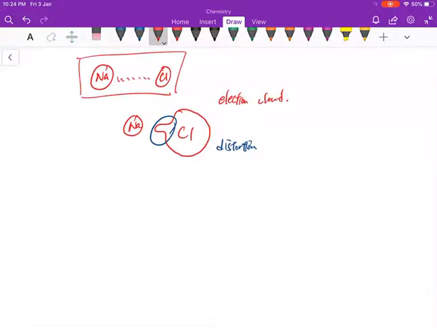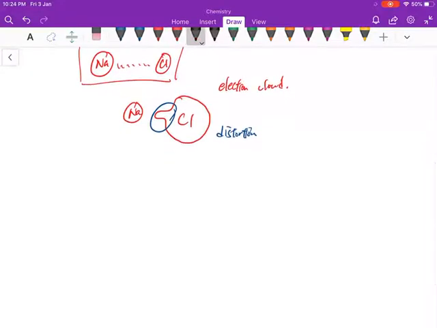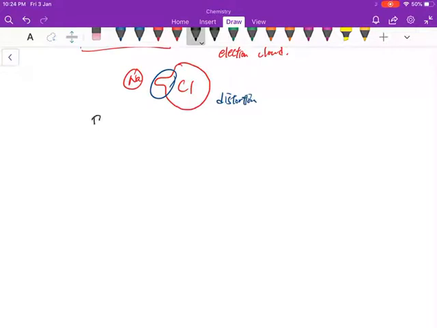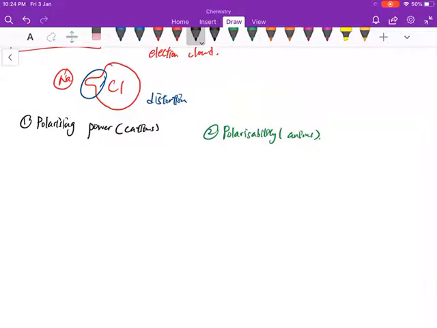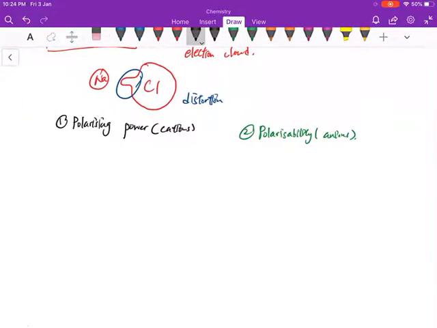And so they came up with 2 new ideas that we need to learn. The first one is polarizing power. That is for cations only. And the second one is polarizability, which is for anions. So I'll quickly define what the 2 terms are, and I'll talk about it in a simpler way, in a way that we'll all understand.